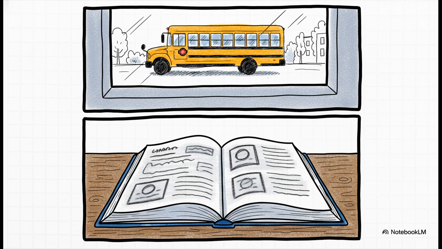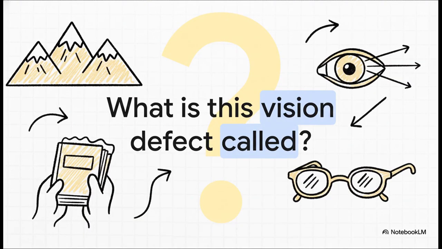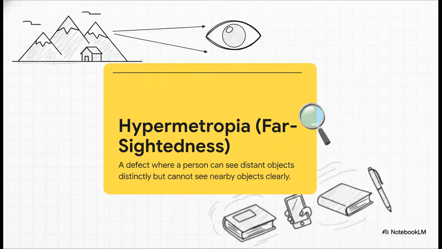This is exactly what we're talking about. So what do you think this defect is called? Where distant things are clear, but nearby things are a complete blur. Exactly. This condition is called hypermetropia. Let's look at the definition. It's a defect where a person can see distant objects distinctly, but cannot see nearby objects clearly. And that's exactly why its common name is farsightedness. Makes sense, right? You can see far, but not near.